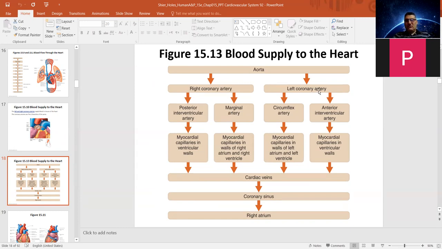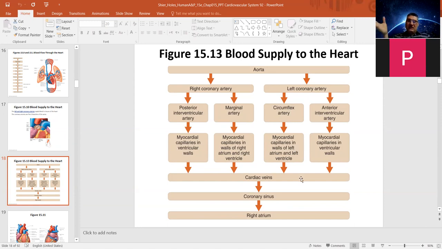How about the left? It will feed, I'm trying to simplify. It's not that simple. It's not like right side of the heart and left side of the heart. But I don't want to go deeper than that because this is what you have to know. I'm just simplifying. So here, the left coronary artery will give you the circumflex and the anterior interventricular, which are going to feed the left side of the heart, mainly.